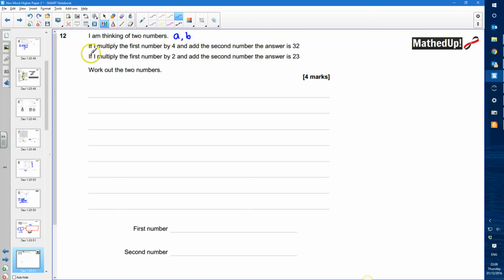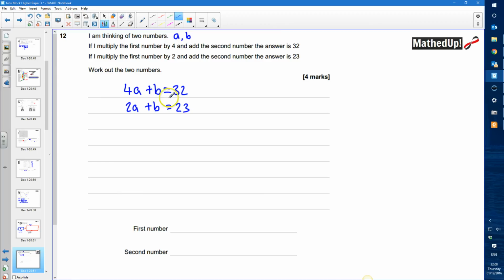We'll call the first number A. So if I multiply the first number by 4, that's going to be 4A, and I add the second number, which we've called B, the answer is 32. So that's going to be equal to 32. If I multiply the first number by 2, that's 2A, and add the second number B, the answer I get is 23. So I'm going to put 23 there. And we need to work out the 2 numbers. So what I've set up here are a pair of simultaneous equations.